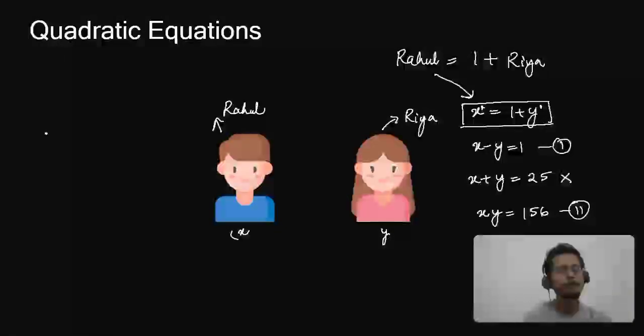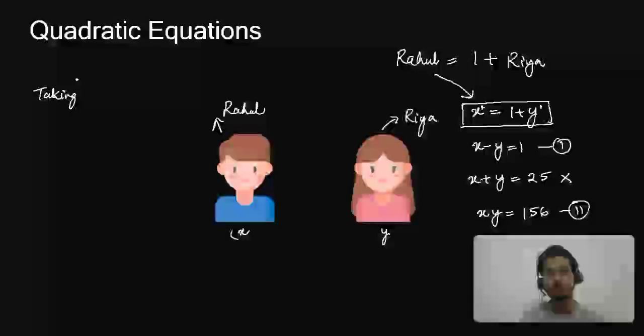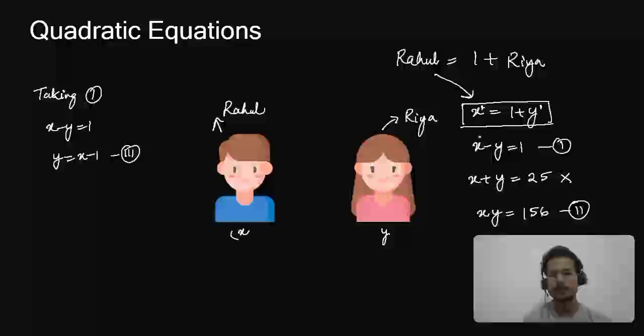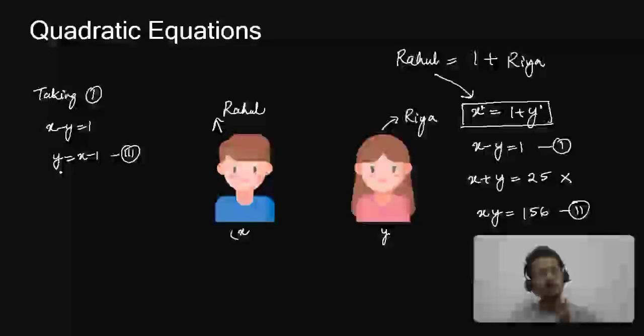Let me also do it for you. So I'm going to start with the equation number 1, okay? Just like we did when solving using substitution method. So taking equation number 1, we can have x minus y equals 1, and I will have y equals x minus 1, right? This is my third equation now, although it is same as the first one, but here I have the y value. Now I'm going to substitute this y value in equation number 2, right?